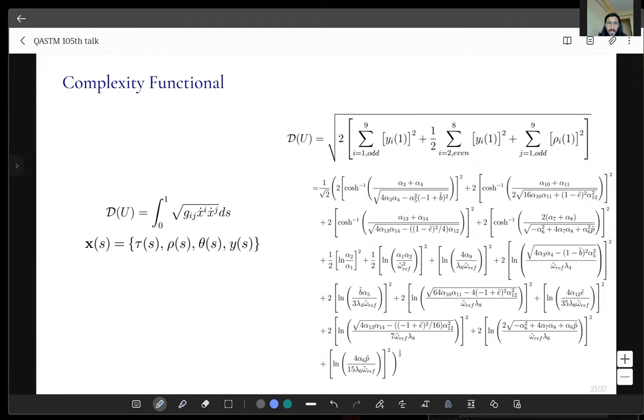Now again, using the boundary conditions and the parameterizations, we can find the complexity function, which we have done. What is the boundary condition? At s equals 0 it has to be the reference state, and at s equals 1 it should be the target state. When you put that in, it puts conditions on the parameters tau, rho, theta, and y. Using that and simplifying, we can get the dU. In the simplification we use Killing vectors, exploiting the symmetry, we can write the dU. Okay.